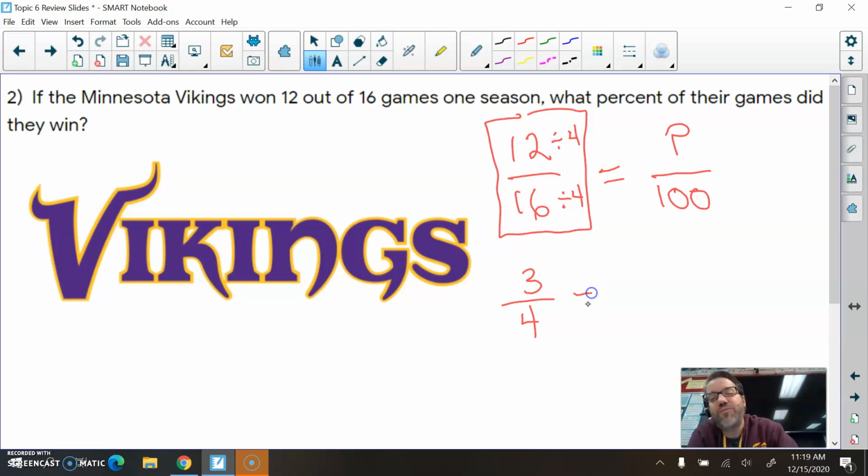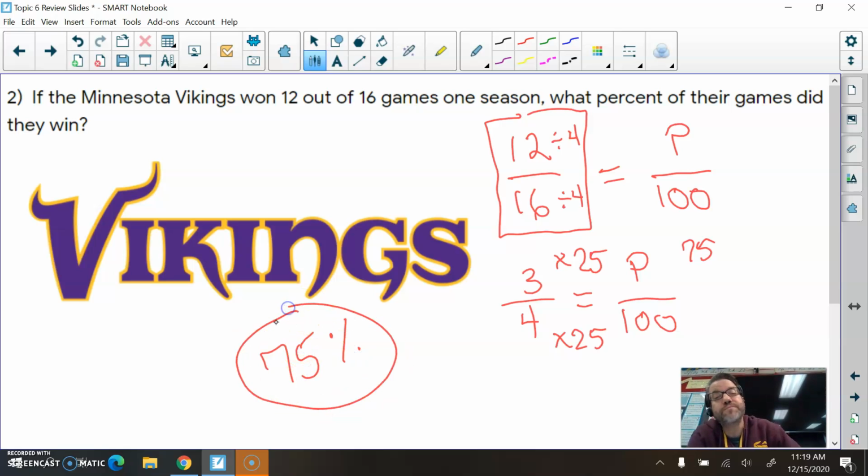Now can you figure out what that would be out of 100? You might even know what 3/4 is as a percent. You know, 4 does go nicely into 100 if you multiply by 25. 4 times 25 is 100. So just take 3 times 25. And we find out we get 75 out of 100, which means they won 75% of their games.